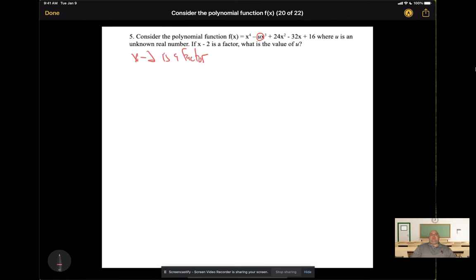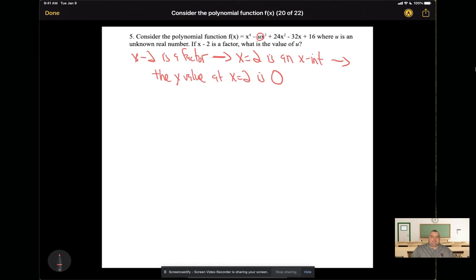So we learned in a previous lesson that if x minus 2 is a factor, what that means is that x equals positive 2 is one of the x-intercepts. So x equals 2 is an x-intercept. Okay? If x equals 2 is an x-intercept, then we also know that the y value at x equals 2 is 0.